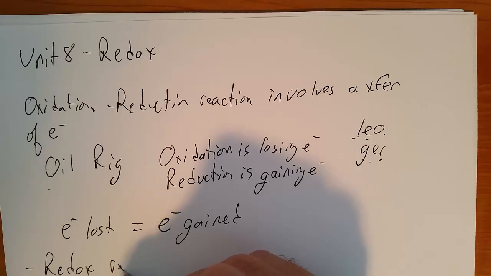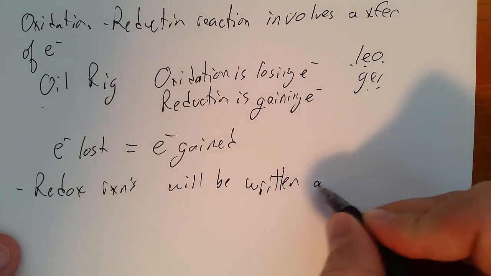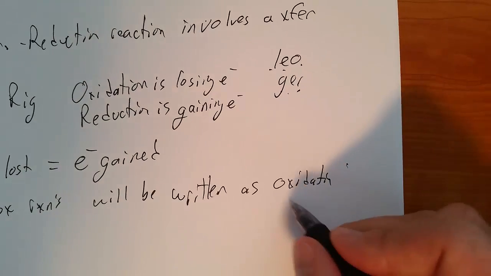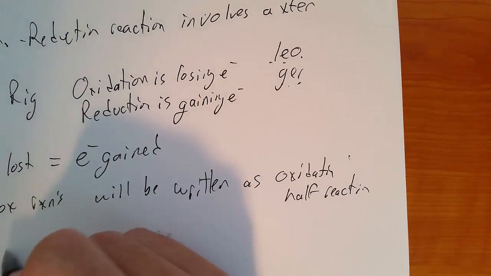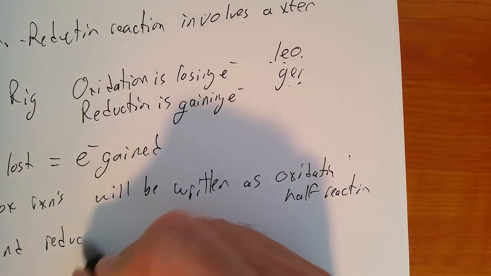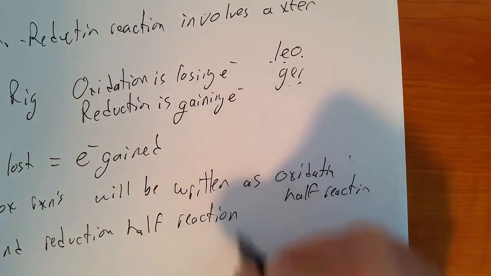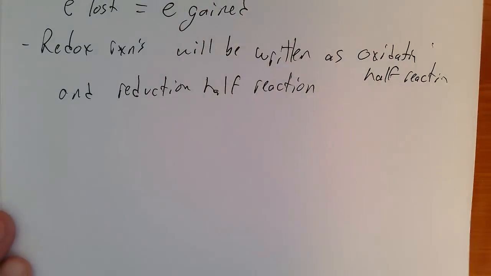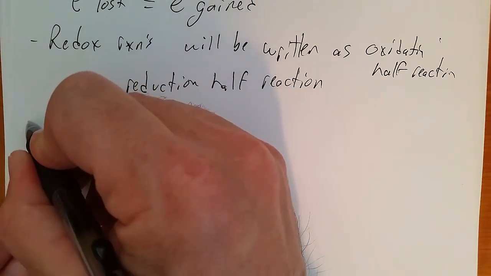Redox reactions will be written as an oxidation half reaction and a reduction half reaction. So this is a lot easier to teach you with an example. So let's do an example here of a redox reaction.